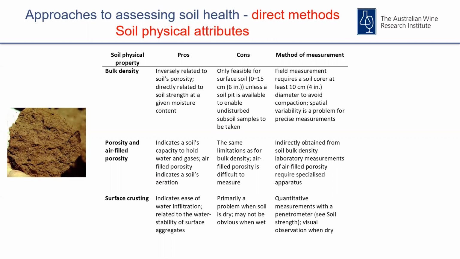Surface crusting indicates the ease of water infiltration, and it's related to water stability of surface aggregates. The issue there, I guess the negative, is that it is primarily a problem when soil is dry and may not be obvious when wet. So quantitative measurements with a penetrometer can give you an idea there, or it's really around visual observation when dry as well.